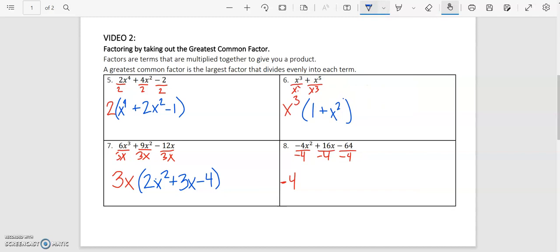And what that's going to leave us with, negative 4 divided by negative 4 is a positive 1. And we'll have a positive 1x squared, so we can just write x squared. 16 divided by negative 4 is going to give us a negative 4x. And then negative 64 divided by a negative 4 will give us a positive 16.